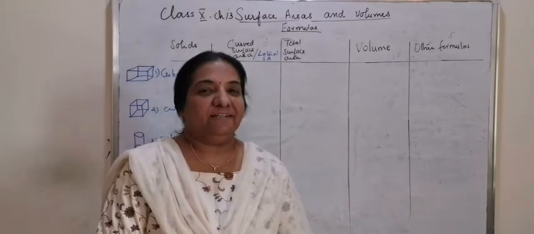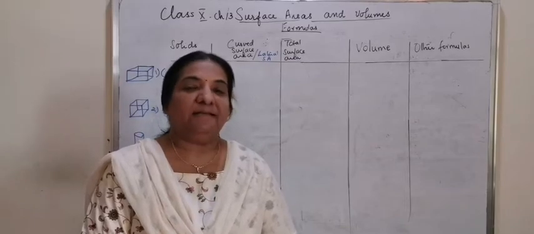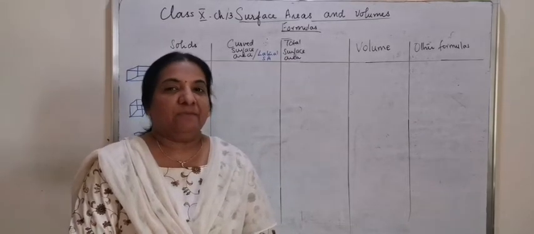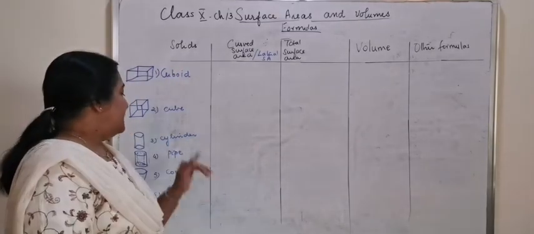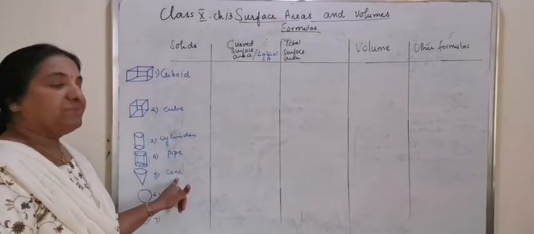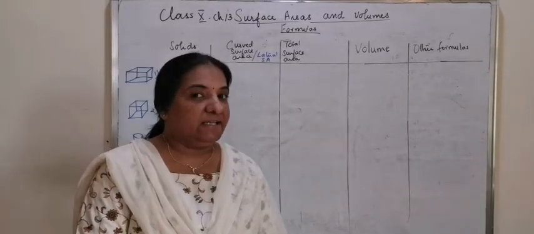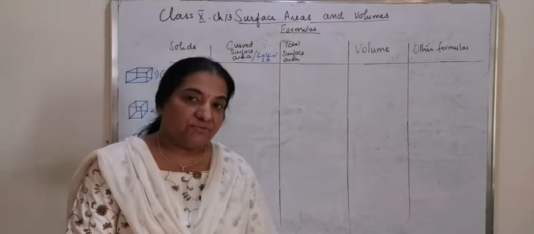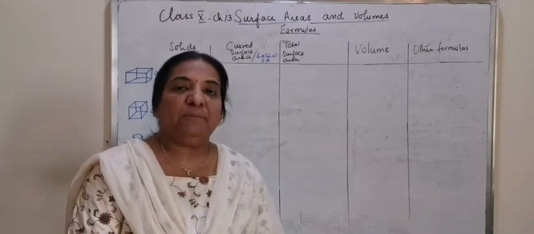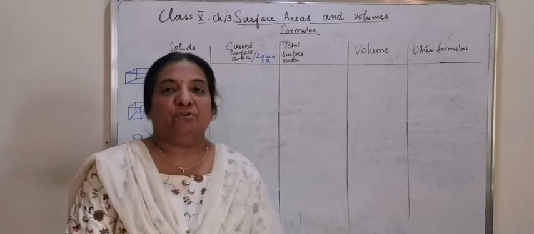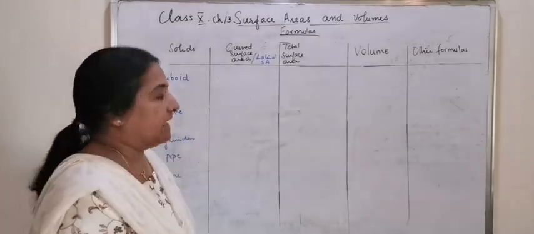Good morning, children. Today, let's start with chapter 13, volume and surface area. All the formulas of the solids, cuboid, cube, cylinder, cone, sphere and hemisphere you have learned in detail in class 9. Let's review the formulas, and in this year you will be dealing with combination of solids. Let's review the formulas in the beginning.